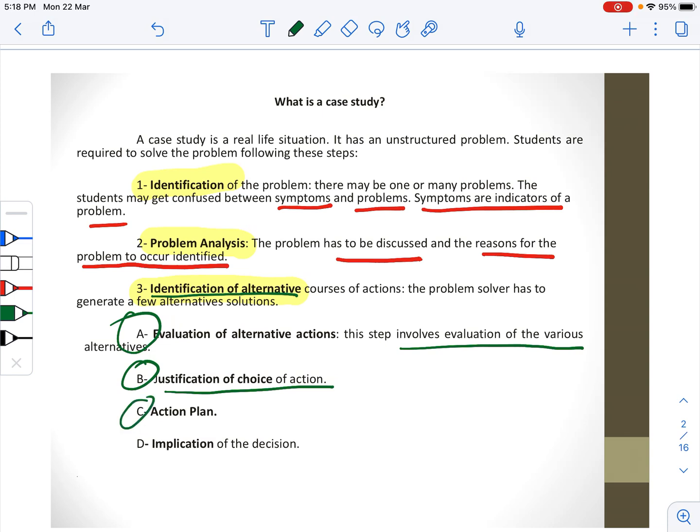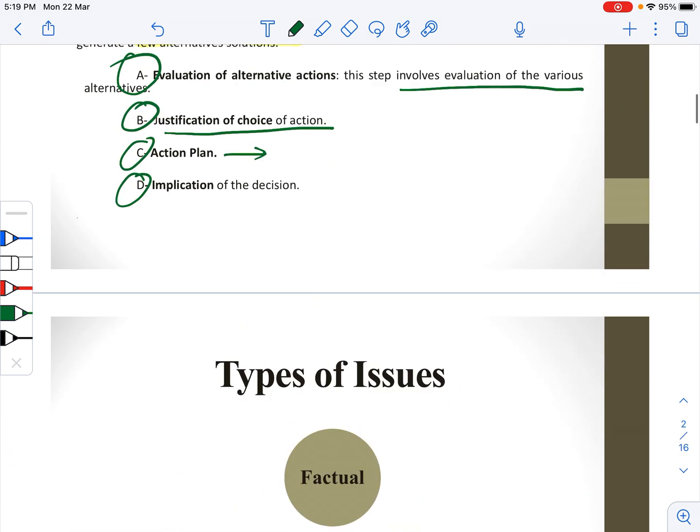And then after you have chosen the solution or the choice of action, you need to come up with the action plan, what you need to do to realize the action. And then finally, the implication of the decision. You must include, if you choose to do this, what are the implications that you can think of for the action.